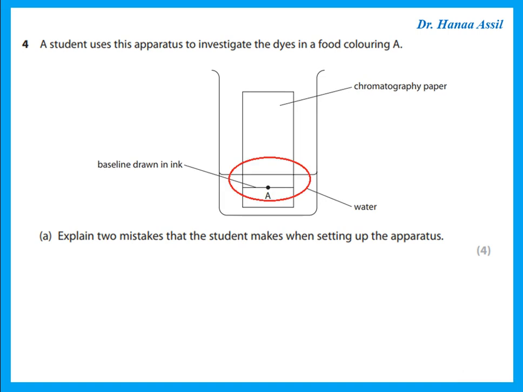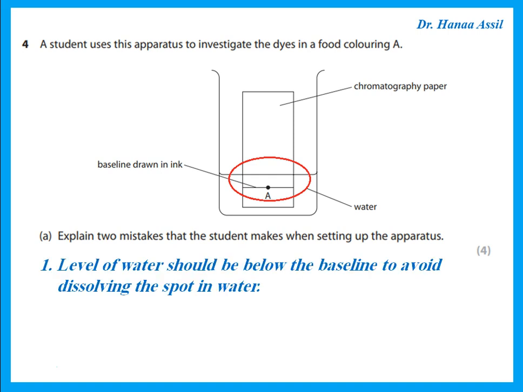The level of water is above the baseline. Is that correct? That's wrong, of course. The level of water should be below the baseline. So one mistake here is that the level of water should be below the baseline. Why? Remember, he's saying explain, and you have 4 marks.